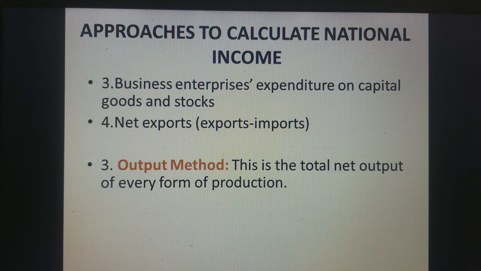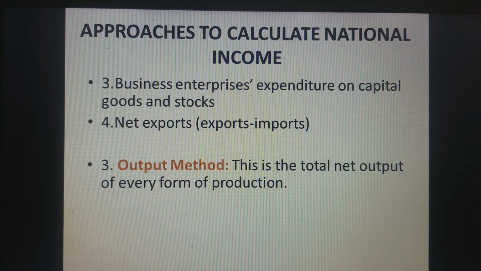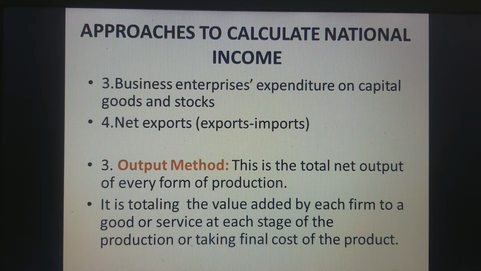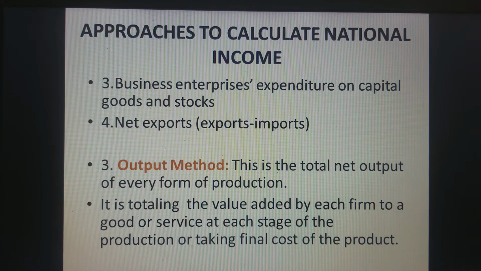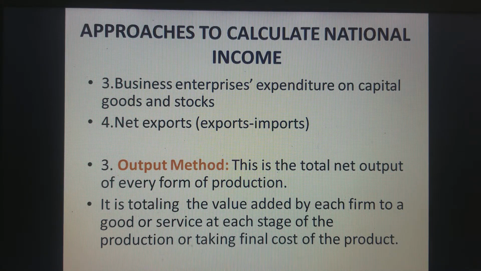The output method is the total net output of every form of production. It is totaling the value added by each firm to a good or service at each stage of the production, up to the final cost of the product. So what they're doing is counting the value added at each stage of the production, from the inception or the production of the goods to the time when it reaches a consumer.